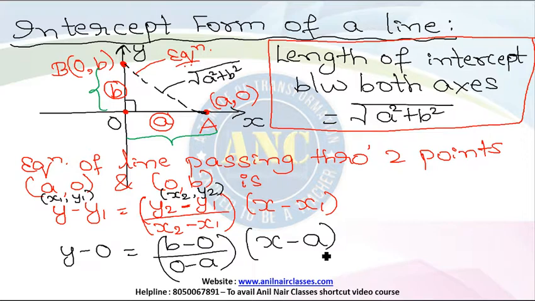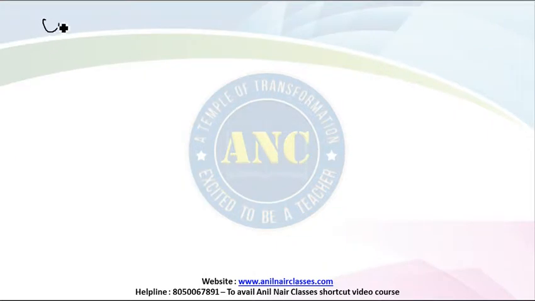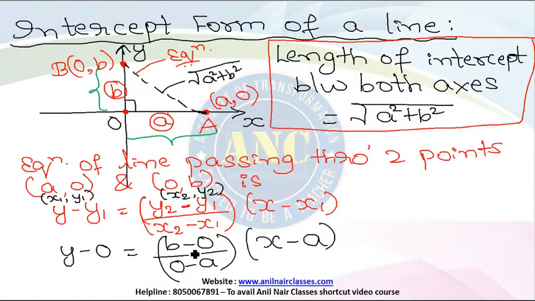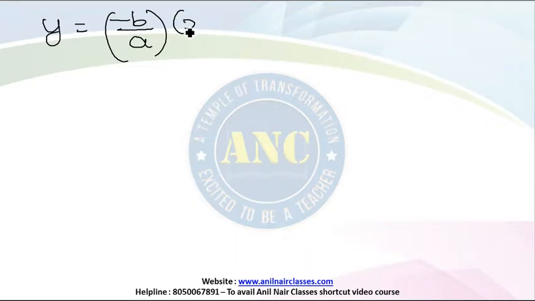Let me continue in my next slide. So y minus 0 is nothing but y. This becomes minus b by a. I will show you the previous slide also, sir. It becomes minus b by a into x minus a, right, into x minus a.